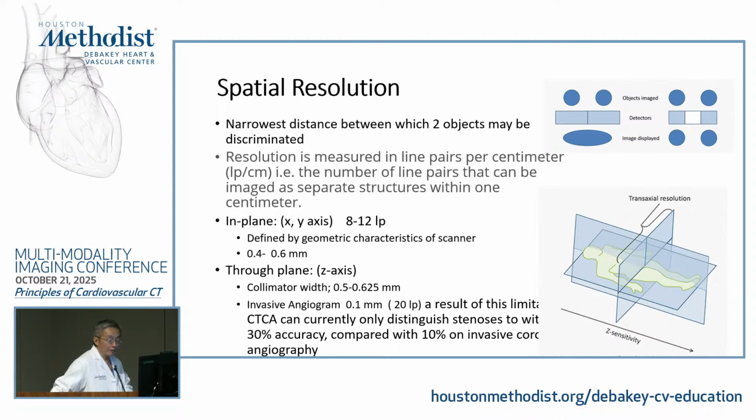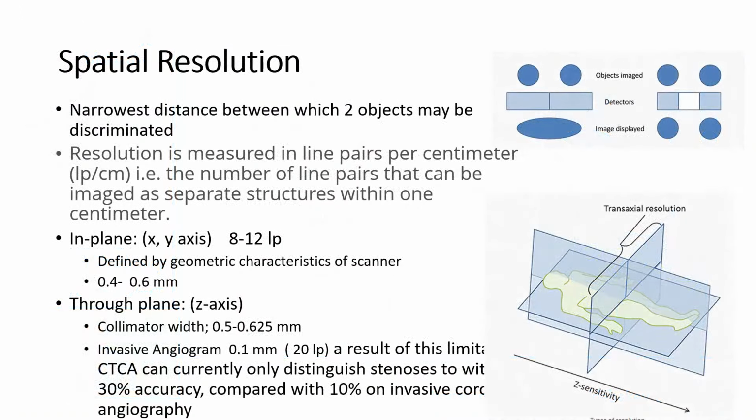That's why the holy grail of everyone working on thin slice is to achieve similar spatial resolution in the through plane, meaning z-axis or cranial-caudal axis. Invasive angiogram has a spatial resolution of 0.1 millimeter. Currently, most of the scanners have 0.6, 0.5 millimeter. With the new photon counting CT, it goes down to at least 0.2. So we're getting close to the invasive angiogram, but not quite yet.